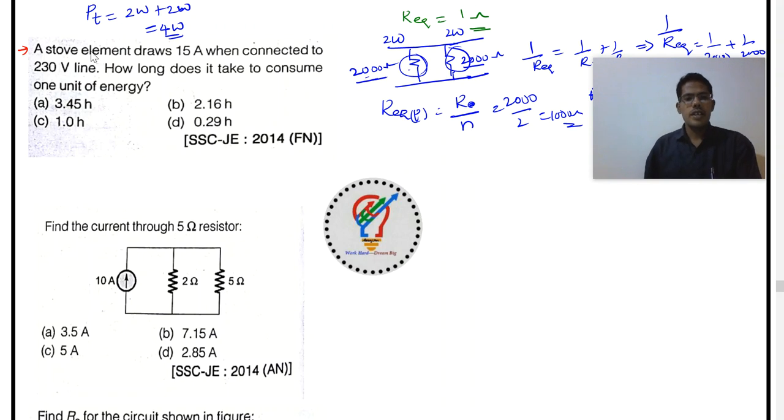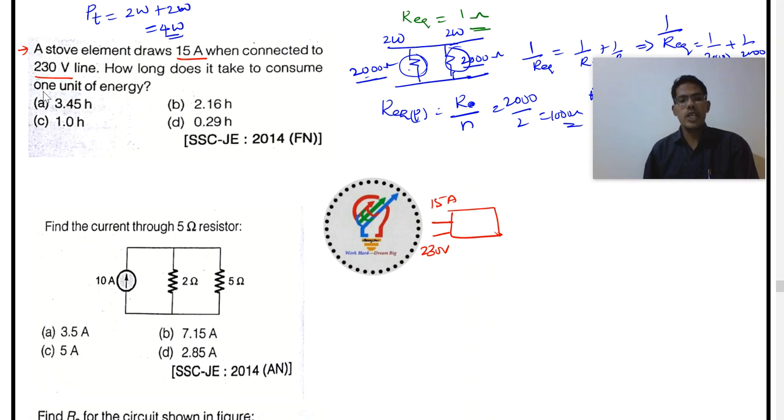One more question. A stove element draws 15 amps when connected to 230 volts line. How long does it take to consume 1 unit of energy? We have a stove, which draws 15 amperes of current. Its voltage is 230 volts. How long means how much time does it take to consume 1 unit of energy.